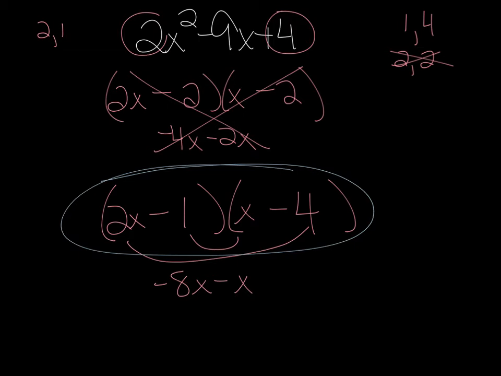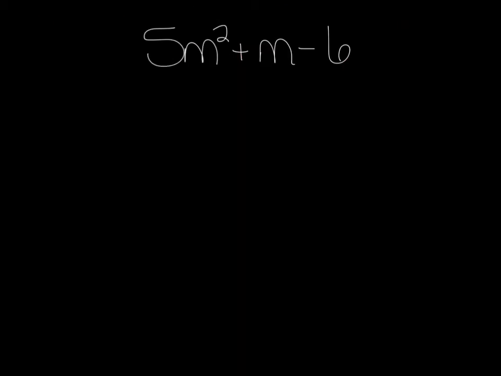All right, let's try another one. 5m squared plus m minus 6. Going to set up my two binomials. I'm going to look at my last sign. It's negative, so I know that means that my signs have to be different. I look at my first term, 5.